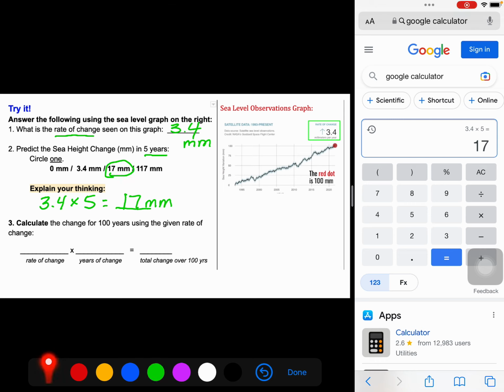I'm thinking about the 1-year change happening 5 times in a row to give me that formula and the calculation of 17 millimeters. And again, I can do that for any time frame.